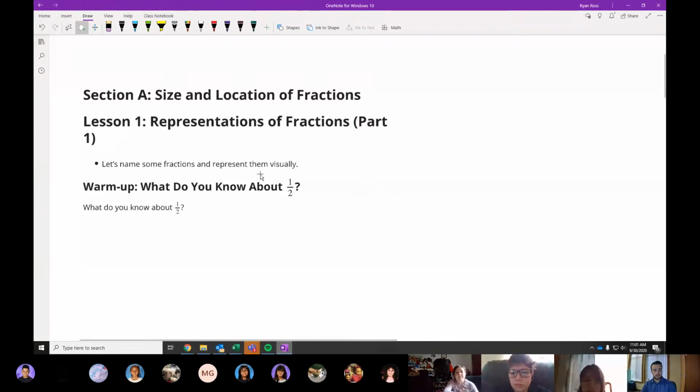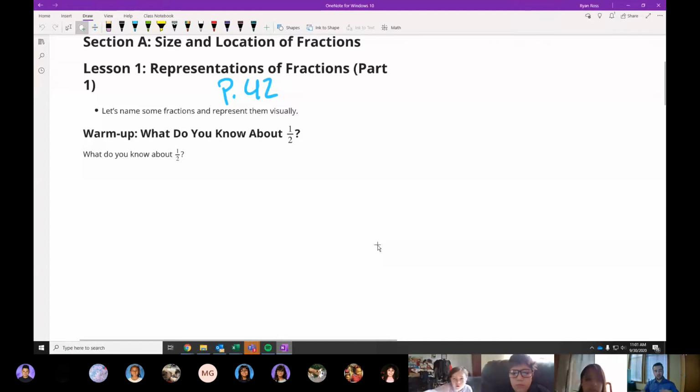Okay. Let's look at this warm up here. Remember, it's page 42. I'm actually going to write that in a different color so it stands out. Page 42 in your workbook if you have the 4th grade workbook. Page 42.